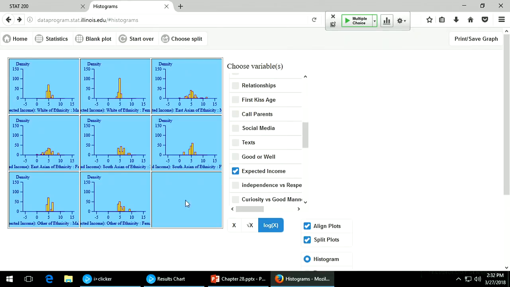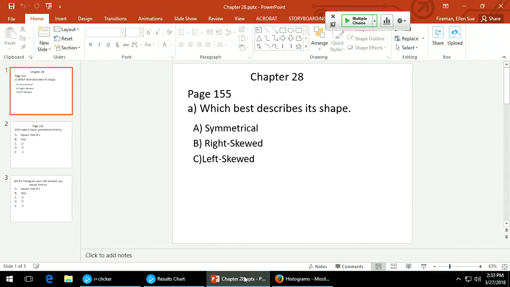Okay, so that's the idea. So let's go back to our data now. Oh, we can do another iClicker just to make sure you understand the basics here. What do I have on here? On page 150, all right. If you have a data set, well, you know this already.